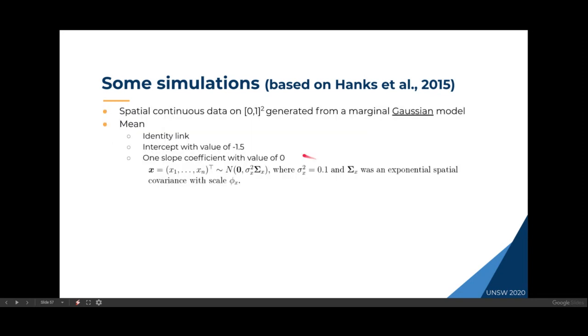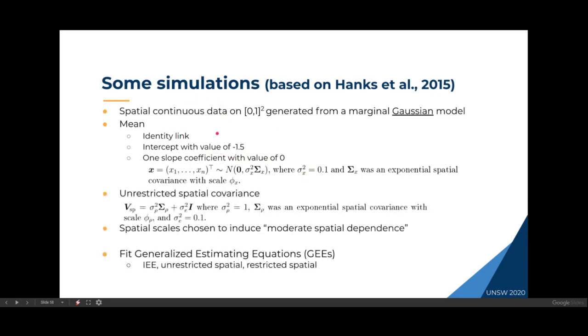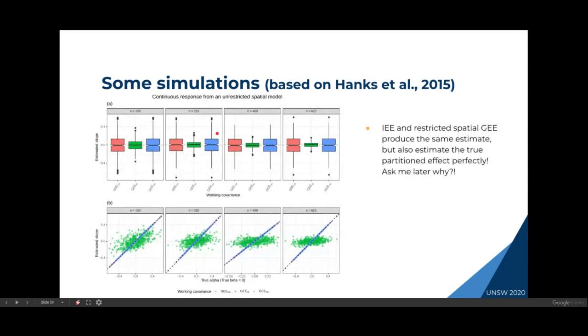You can do similar things with Gaussian data. So basically, you take the same simulation design, you simulate from spatially continuous data from a Gaussian model. Very similar results to what I showed you before. The main difference is that the independence, or the IE, and the restricted spatial GE produce the same estimates. So in fact, the blue and the red actually completely overlap each other. That's why you can only see the blue. So the independence and the restricted spatial GE produce the same estimates. That's not too surprising given what I mentioned before about the constant mean variance case, that being a special situation whereby these two are equivalent.